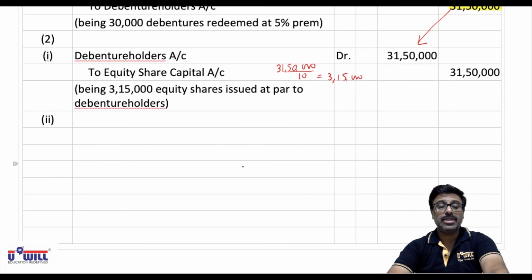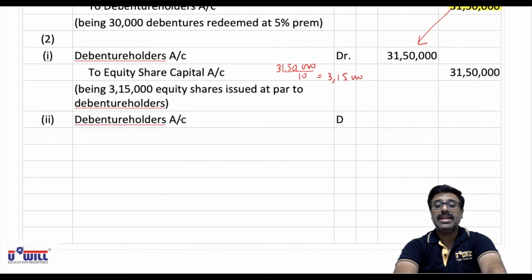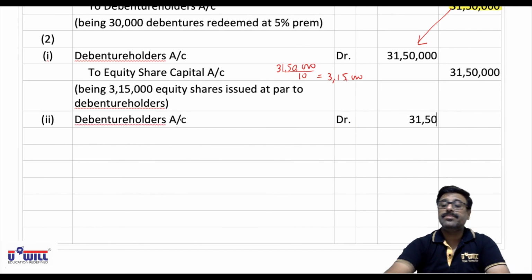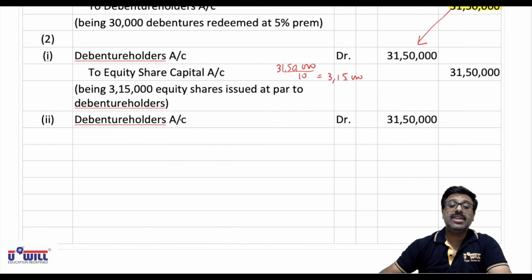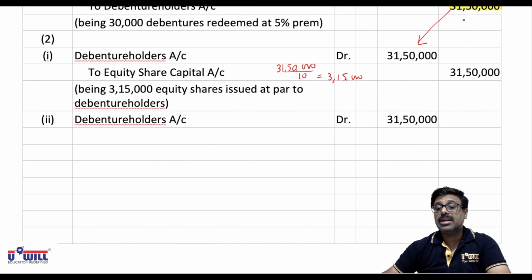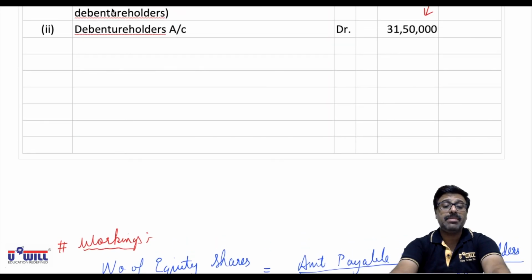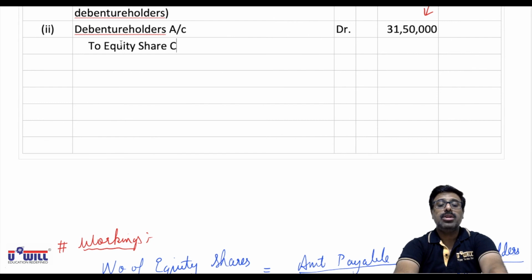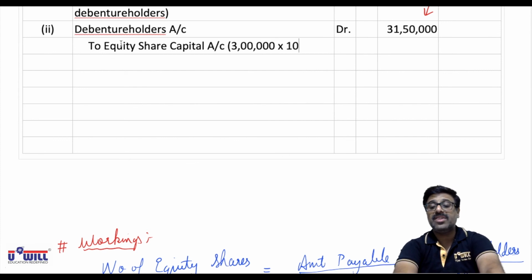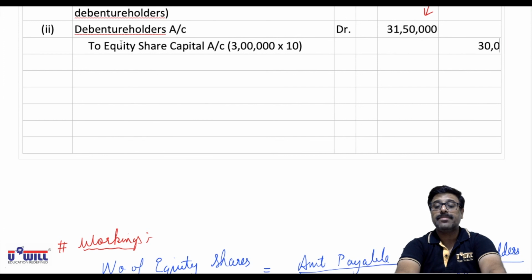So what entry we will pass for this? Debenture holders are the receiver, debit the receiver. Debenture holders account will debit with again that full amount of 31,50,000. There are two different situations. But now we are giving equity shares at premium. So equity share goes out, credit what goes out to equity share capital account with face value. We have issued 3 lakh equity shares. So 3 lakh into 10 rupees face value, 30 lakhs.